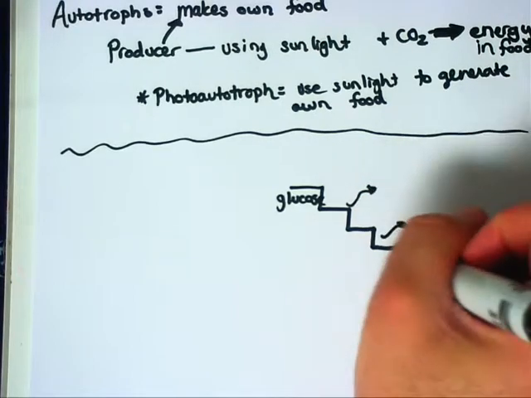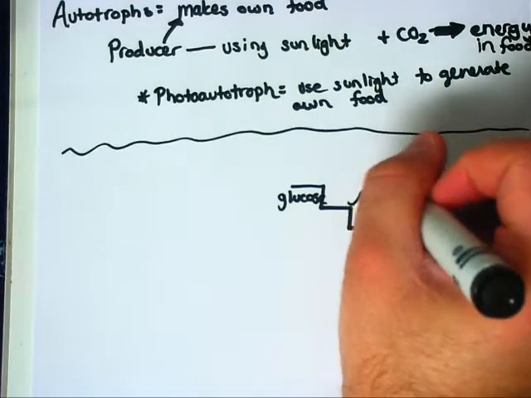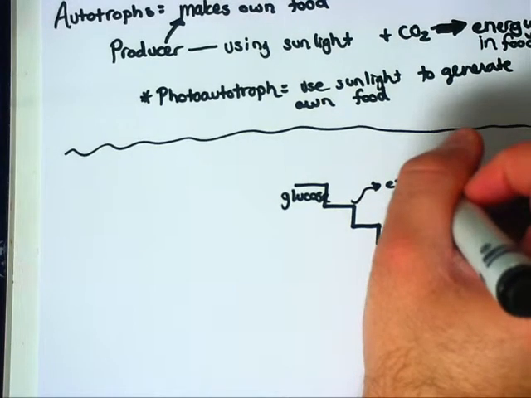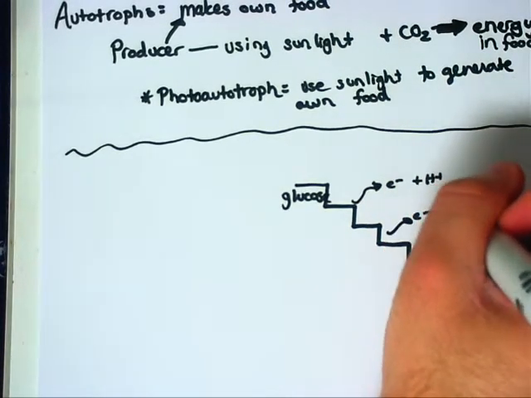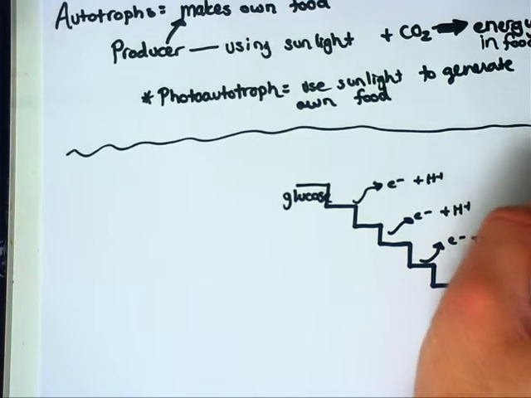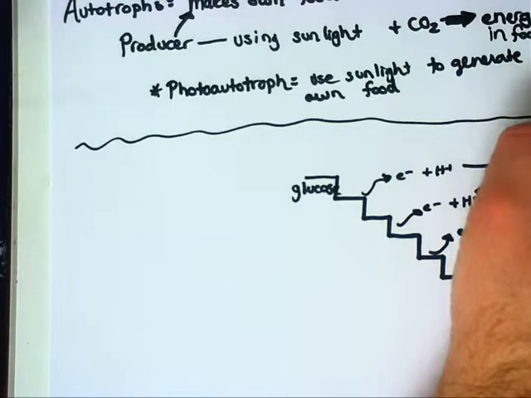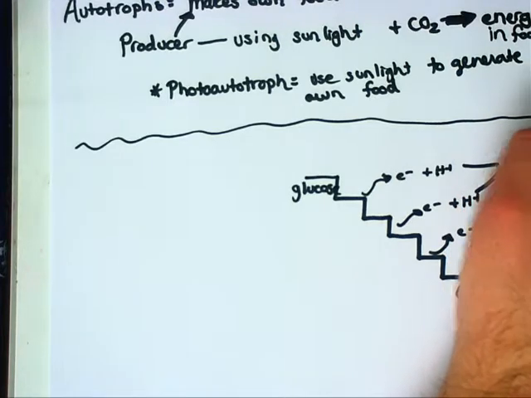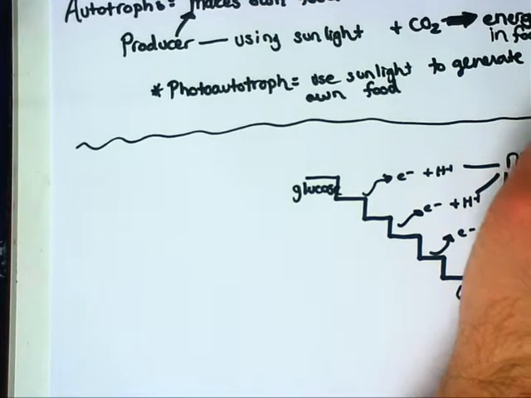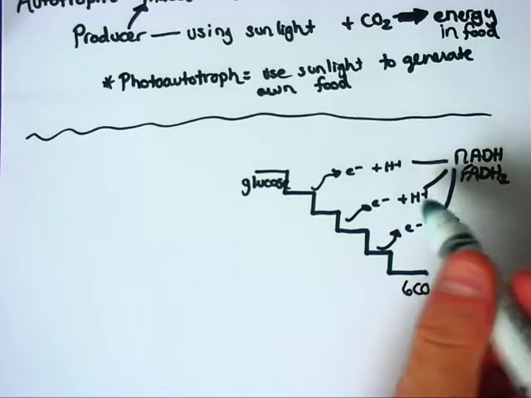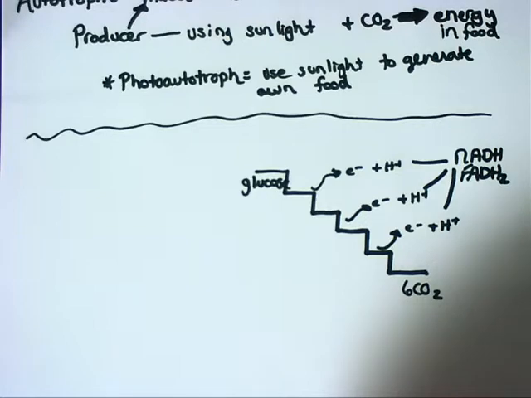Now along the way, we yanked off 2 things from your sugar or your sugar derivative. What were those 2 things that we yanked off? Electrons, and what else? Hydrogens, or protons. And we have to store them. Where do we store them? NADH and FADH2, right? So we store those biomolecules in NADH and FADH2.